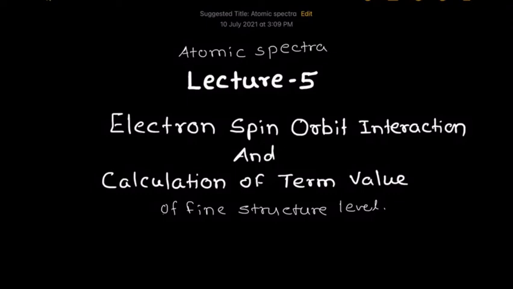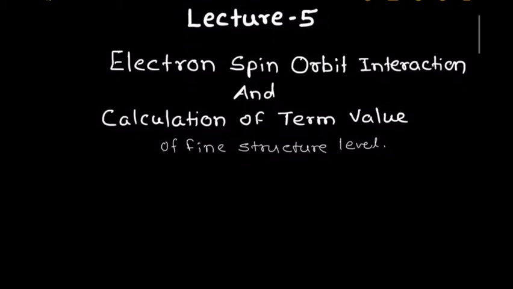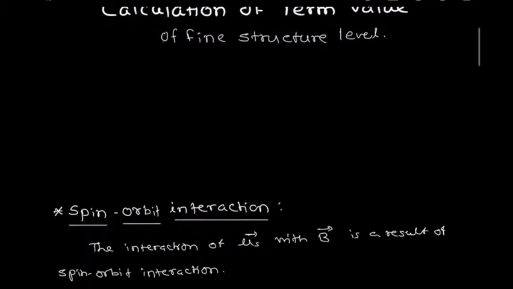Today we discuss the next point, the electron spin orbit interaction and calculation of term value of fine structural level. Firstly, we discuss electron spin orbit interaction.